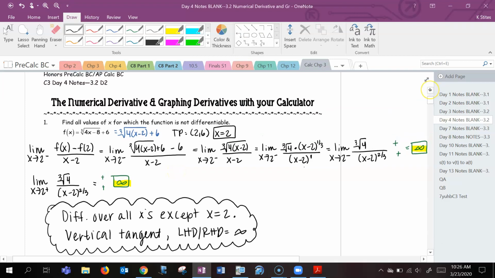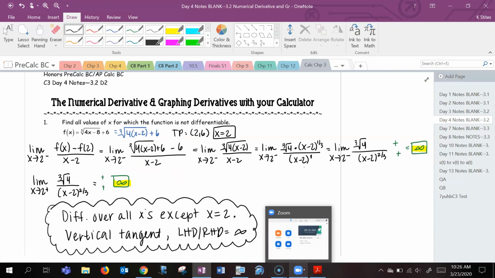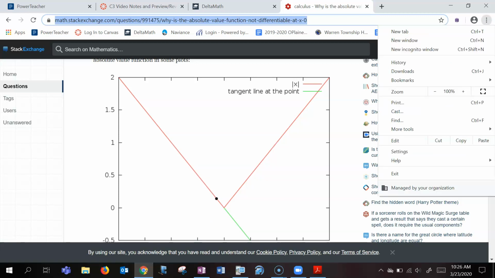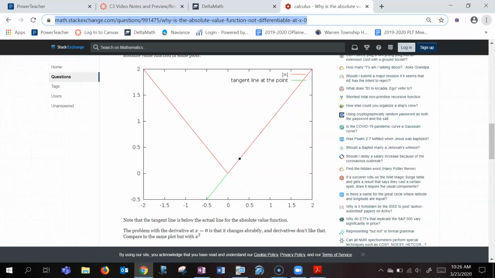Now, something that I would have shown you if you were in class, but you aren't, is a lot of people struggle with the idea of why we can take the derivative at the vertex of a parabola, but not at an absolute value curve, because I mean they're pretty similar, right? So here is a visual that I find very helpful. I'm going to zoom out a little bit.